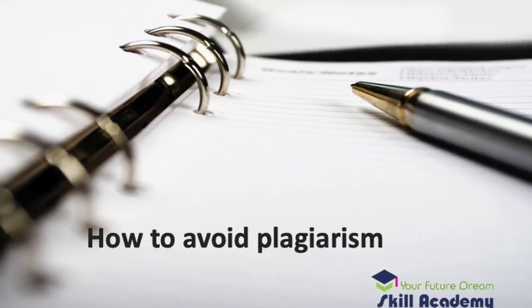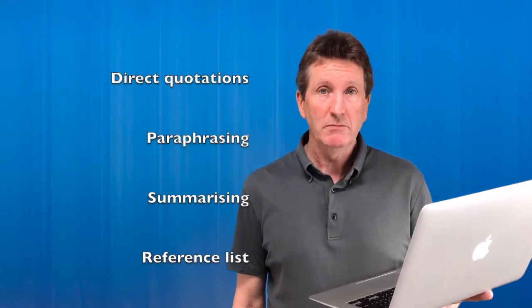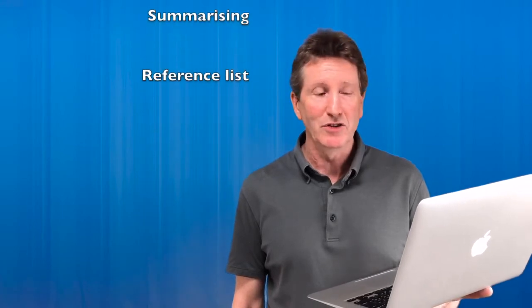Very often students have not been taught about the importance of proper referencing, and so they don't know that plagiarism is a problem. But there are some easy things to do to avoid this kind of problem. The most important way to prevent plagiarism is to understand the importance of referencing and to do that properly. In lessons 7 and 8 we learned about direct quotations, paraphrasing, summarising and creating a reference list.